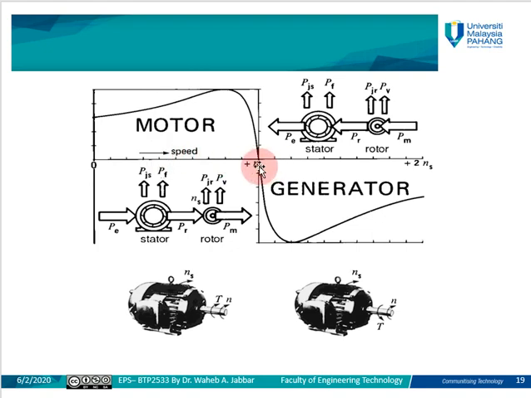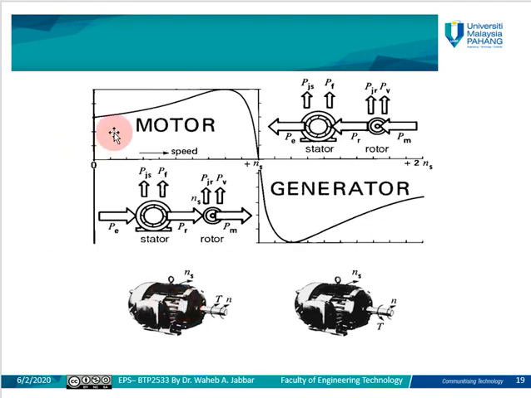If the speed of the induction motor is less than the synchronous speed, as we can see on the left side of this graph, the induction machine will operate as a motor. But if the speed of the machine is increased more than the synchronous speed by using a prime mover, the machine will act as a generator. So instead of taking electrical power and giving mechanical power, it will take mechanical power from the prime mover and give the output as electrical power, so it becomes a generator. Here it operates as a generator and here it operates as a motor.